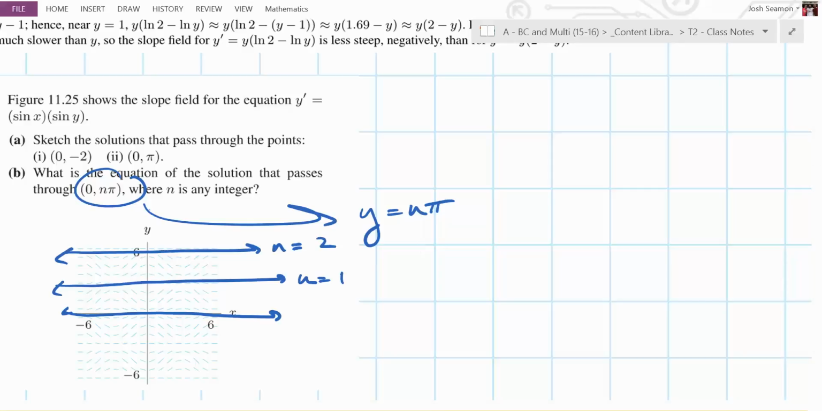What could we do? We can separate. Is this separable? Yes, dy/dx is equal to sine x sine y, right? It is separable. We have an initial condition. That's a bunch of initial conditions. But we have sine x equals sine y. So what does that mean?